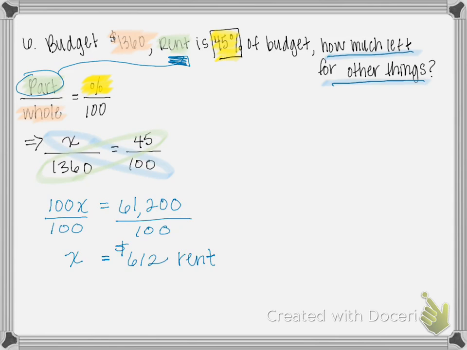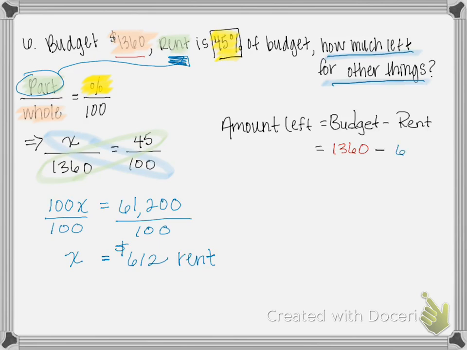So the amount left is going to equal our budget minus our rent. So if you look back at the problem, our budget was $1360. Subtract out the rent that we just had to find, which is $612. And that should leave you with the amount left over for other things. So if you do $1360 minus $612, you should get $748 left over for other things.